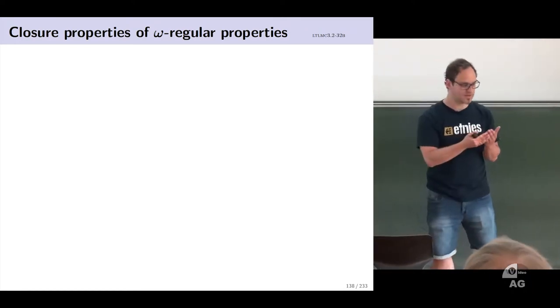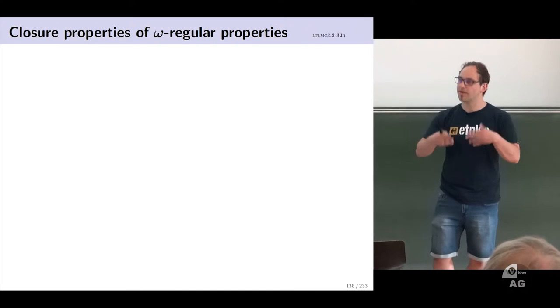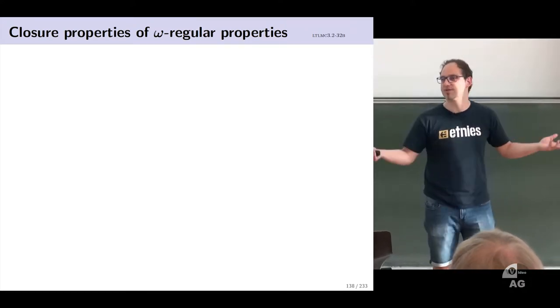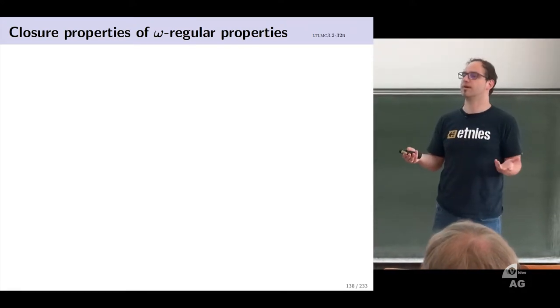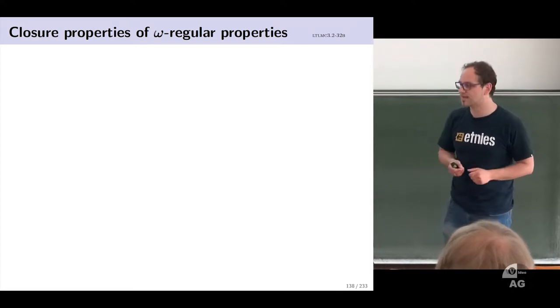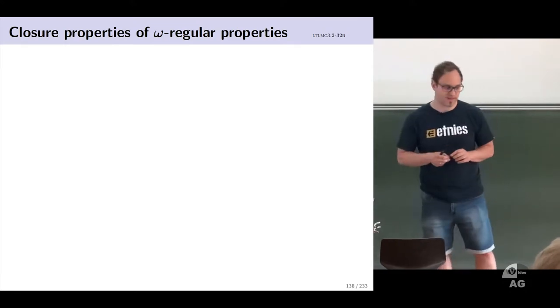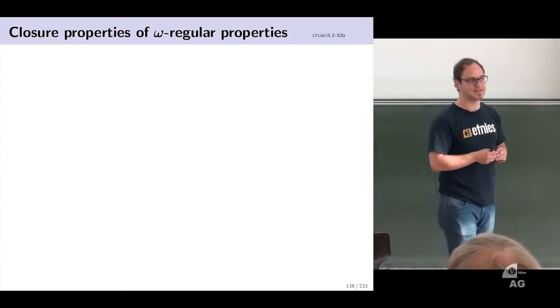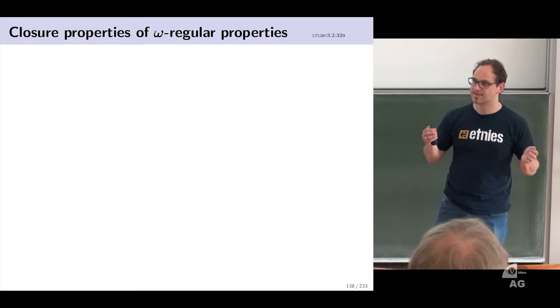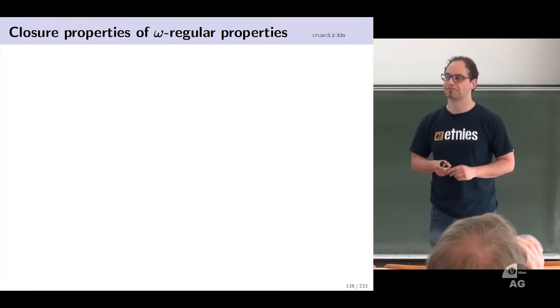On finite words, there is some point where you can stop in an accepting state, but on infinite words, there is no such thing as stopping somewhere, right? So we need to tweak the acceptance criterion, and the acceptance criterion is defined in a way that says a run for a word is accepting if it visits accepting states infinitely often.